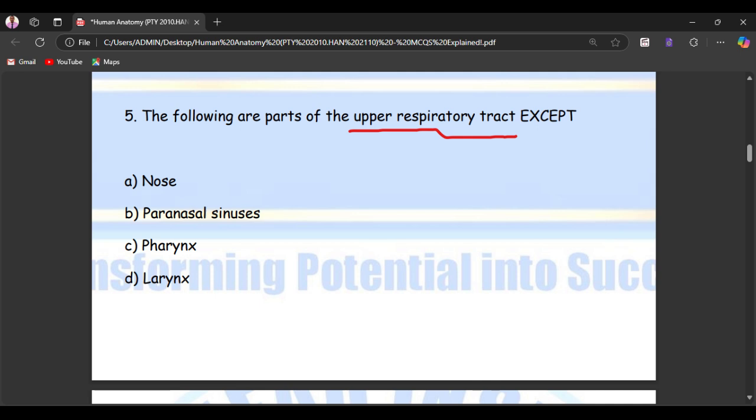So you need to understand that the upper respiratory tract basically comprises the nose, paranasal sinuses, and the pharynx. When it comes to the lower respiratory tract, it contains the larynx, the trachea, bronchi, and the lungs. So the answer to this question is D.